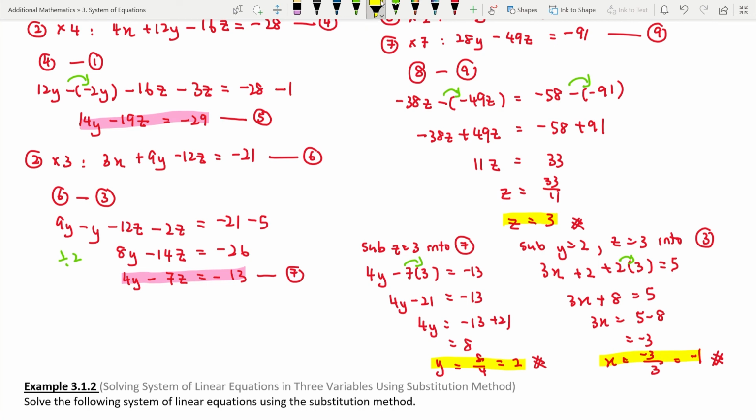So this is how we solve a system of linear equations in 3 variables using the elimination method. First, we narrow down the system to 2 variables and then further narrow it down to 1 variable. Once we get the value for one variable, we substitute it into other equations to find out the values for the remaining variables.